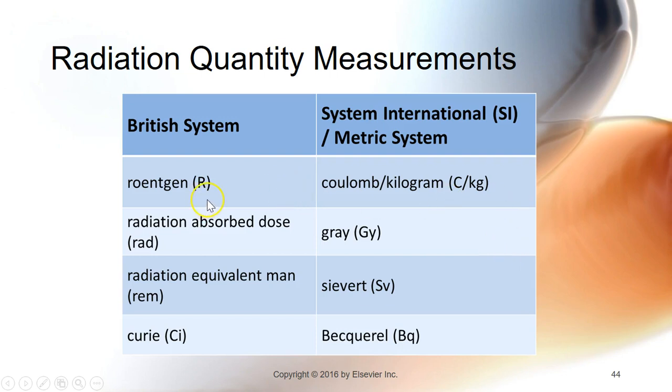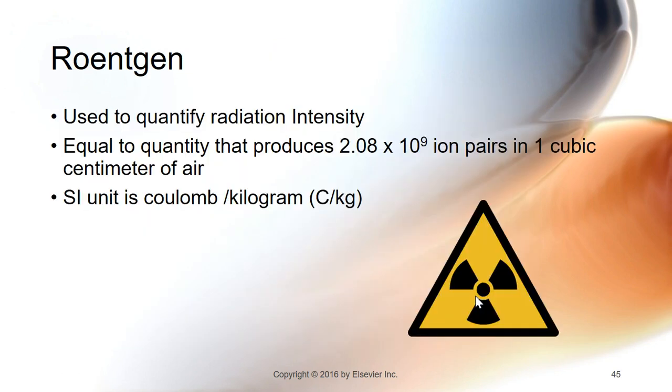The Röntgen is the same as coulombs per kilogram, then radiation absorbed dose, or the rad, and then the radiation equivalent man, rem, and the curie. So here are their SI units. So let's just go straight into each one of these separately. What is the Röntgen? Guess what? It's named after the guy who discovered X-rays.